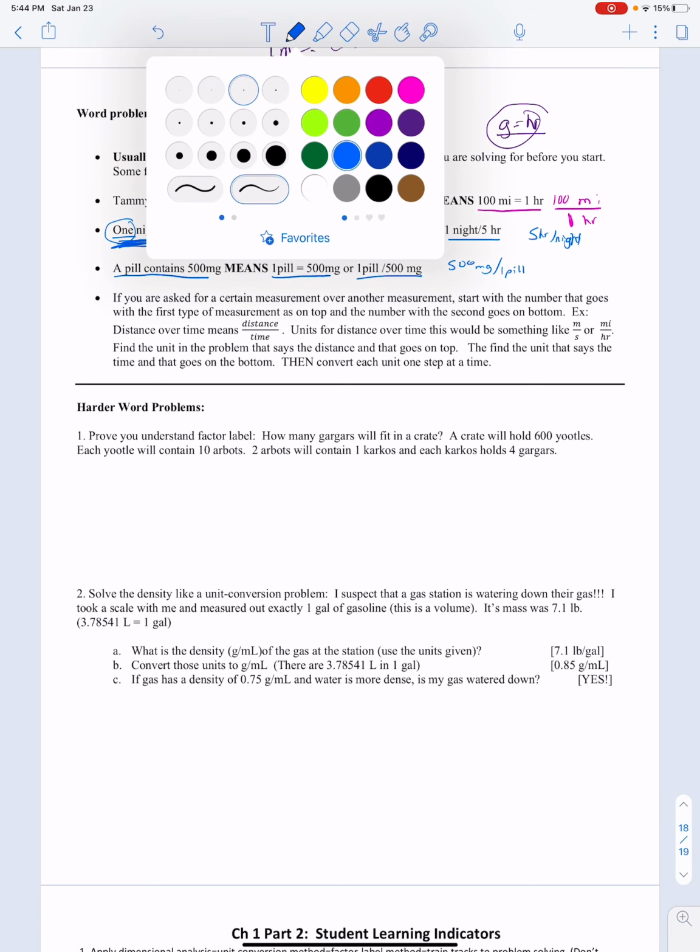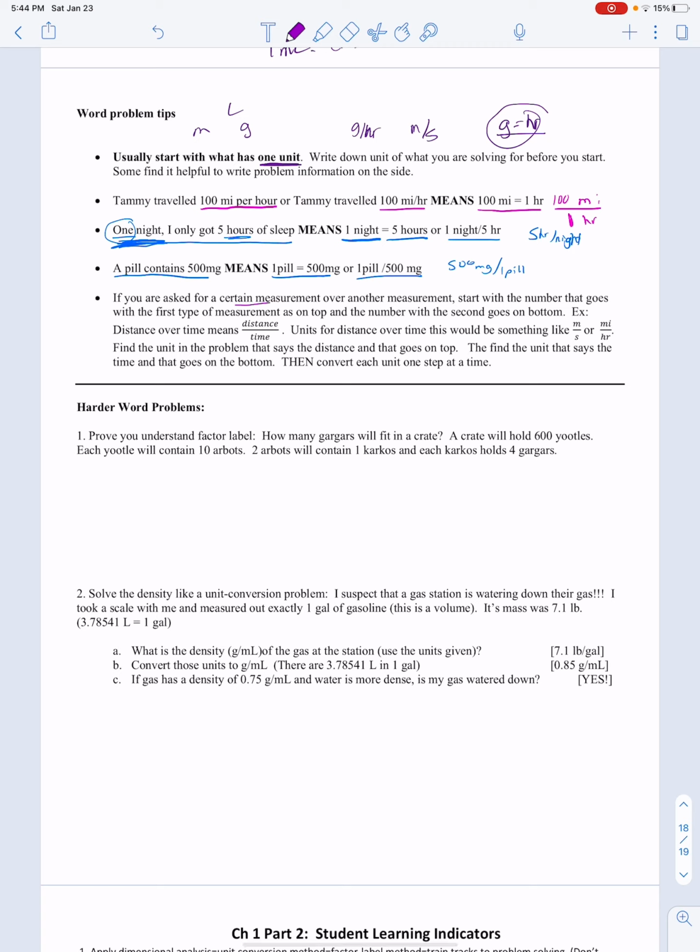All right, and this last tip here. If you're asked for a certain measurement over another measurement, we had 2 of these at the end of each section, you're going to start with the number that goes with the first type of measurement on top, and the number with the second on bottom. So distance over time. If some problem asks what is the distance per time or the distance over time, you pick the unit that is a distance unit that goes on top and the time unit on bottom.